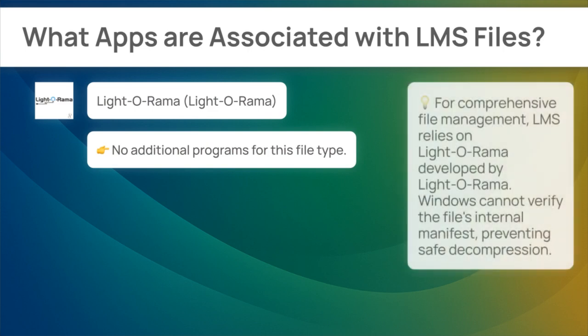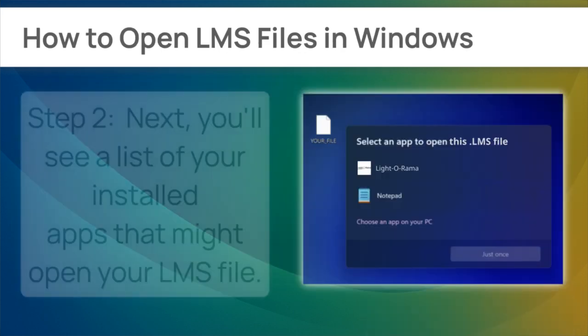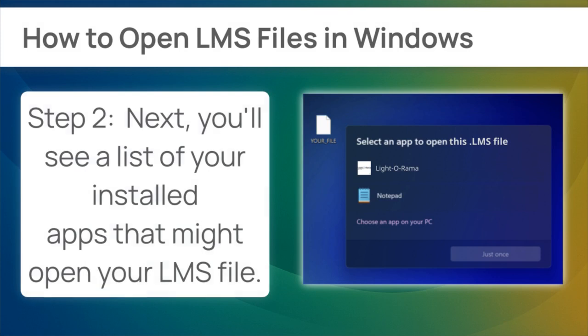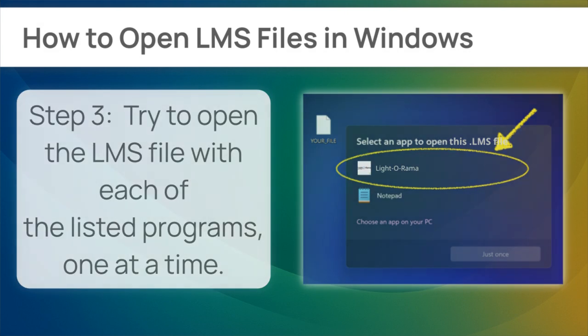Windows cannot verify the file's internal manifest, preventing safety compression. Windows can preview audio content easily, but full production work requires dedicated audio tools. To solve the application association issue, right-click your LMS file and choose Open With. Check for Light-O-Rama and test it first. If it's unavailable, choose a different app. The right program is out there.